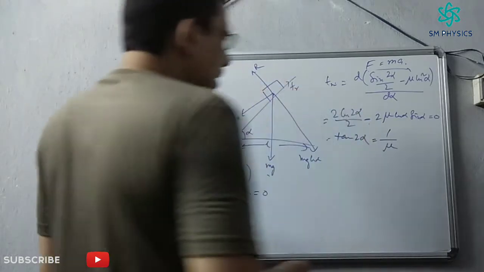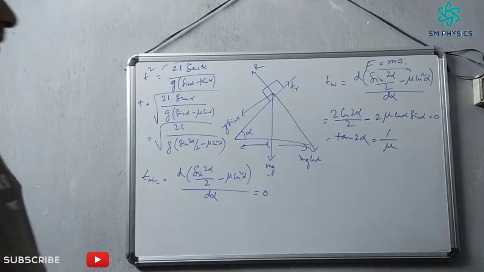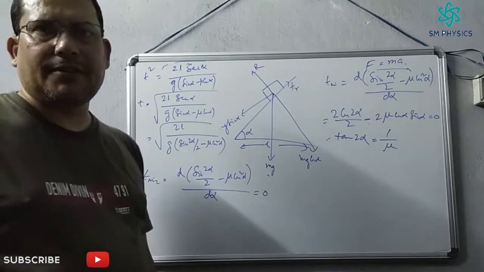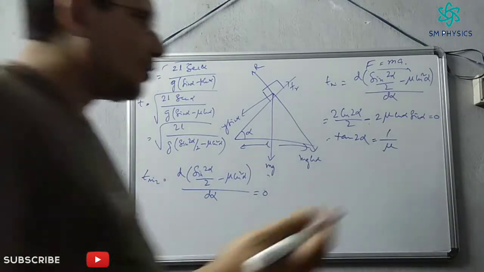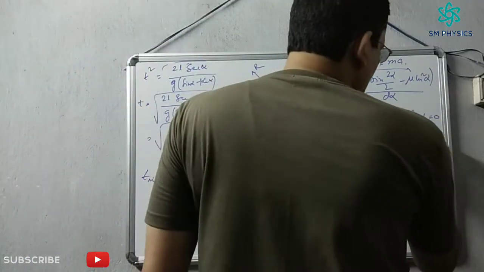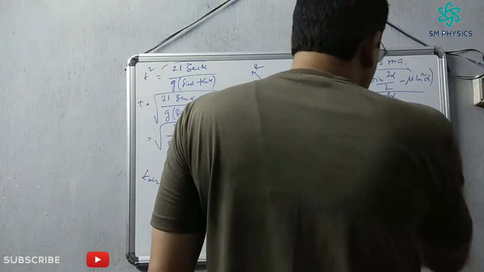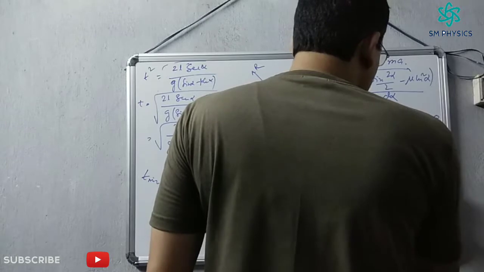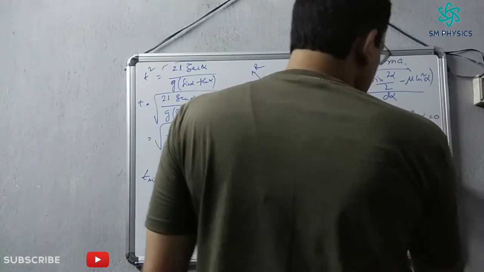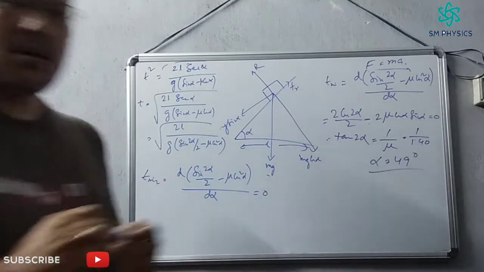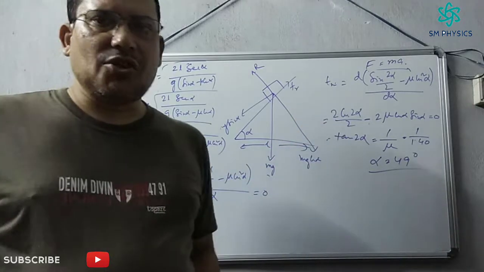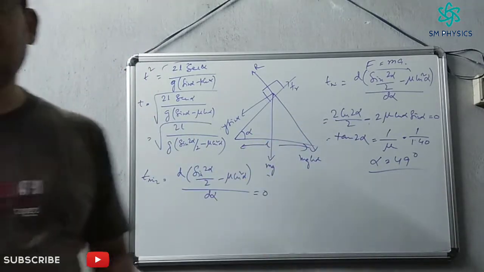In the figure, mu's value is given. So 1 by mu means 1 by 0.140, and therefore alpha equals 49 degrees. You just take this screenshot and I will proceed further.